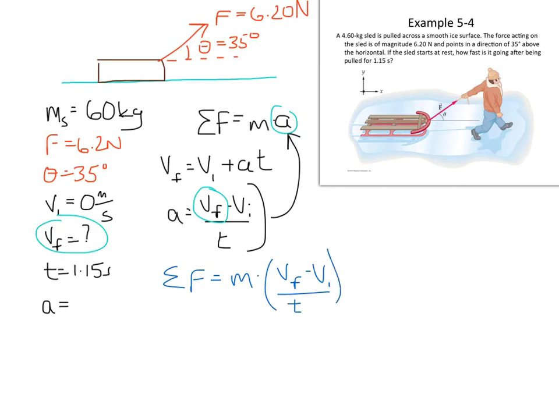You might think, okay, great. Well, we've got everything. We've got our force, we've got our mass, we've got our final velocity that we're solving for, our initial velocity that we know, and our time right there. But we need to ask ourselves, what direction is it moving in? What direction is the sled moving in? Well, it's moving horizontally, right?